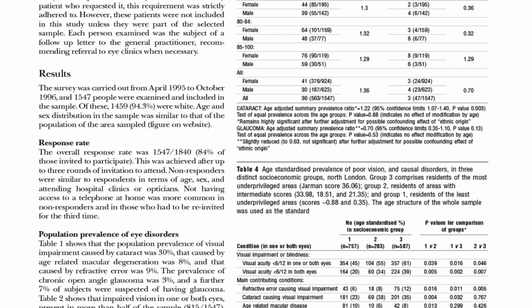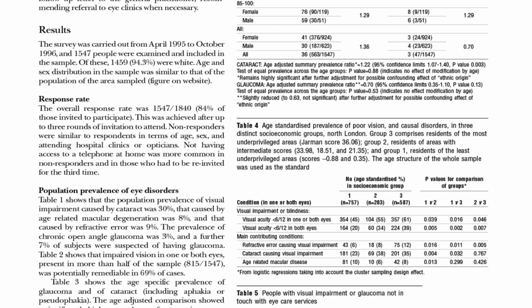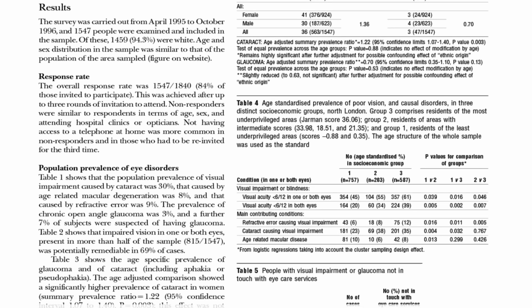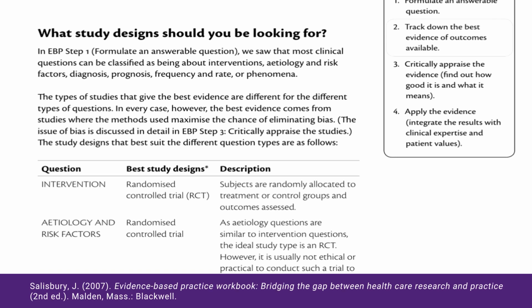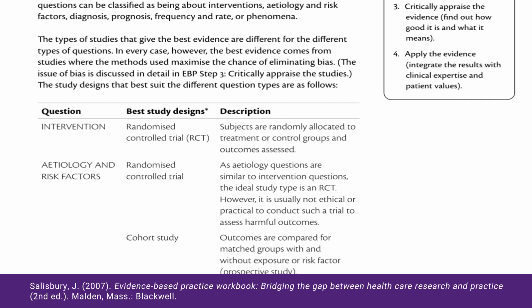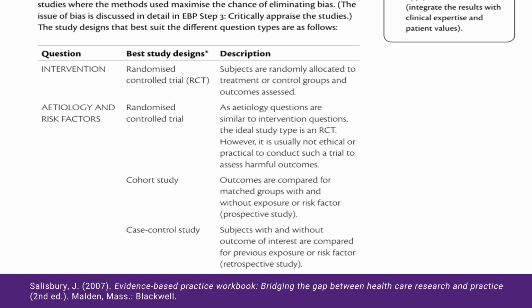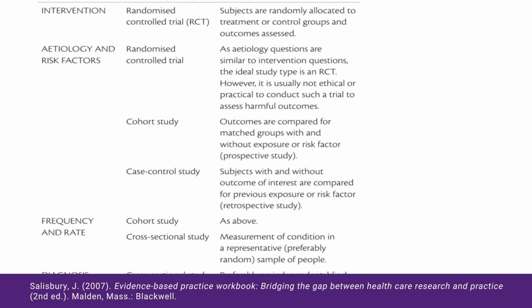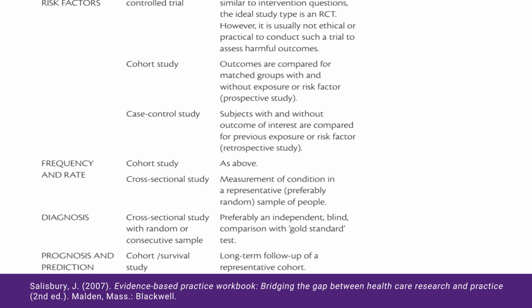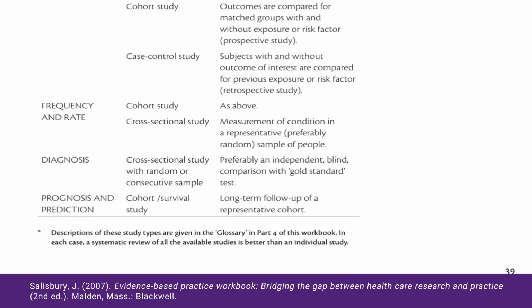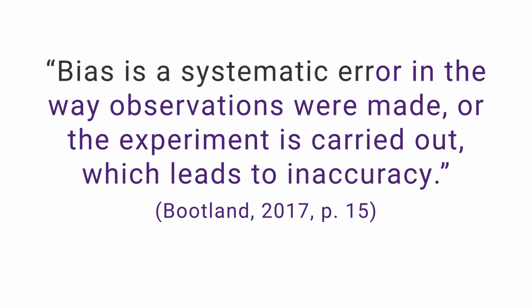Also consider, in some circumstances, a suitable study design may not be feasible or may not be appropriate due to ethical concerns. There are many different study designs. This table shows the study designs that best suit the different question types. In every case, the best evidence comes from studies where the methods used maximize the chance of eliminating bias. Bias is a systematic error in the way observations are made or the experiment is carried out.